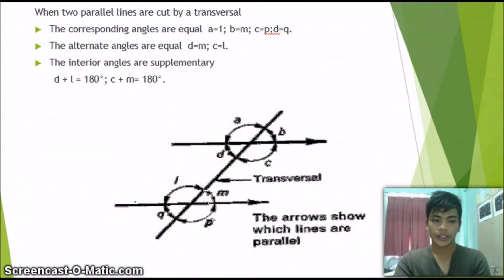In this situation, the alternate angles are also equal, which means that angle D is equal to angle M and C to angle L. And the interior angles are supplementary, which means that angle D plus angle L also gives 180 degrees. And angle C plus M also gives 180.